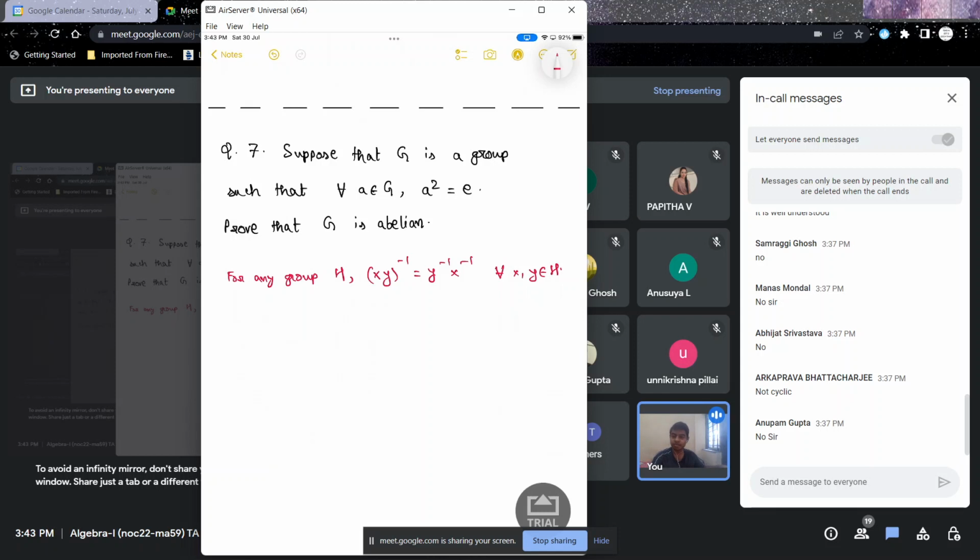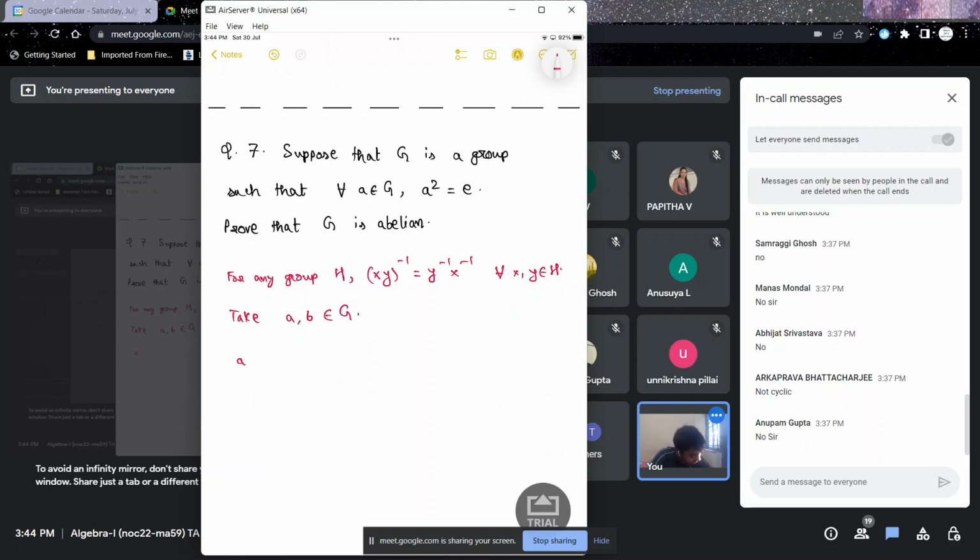So you know this, that for any group H, (xy) inverse is y inverse times x inverse for all x, y in H. That's a very simple thing that we have studied previously. So we are going to use this one for this particular problem. So take A and B. We come to this question that G is a group where every element satisfies A square is E. So you need to just show that G is abelian. In other words, you just need to show that AB is equal to BA, right? So take A, B in your group G.